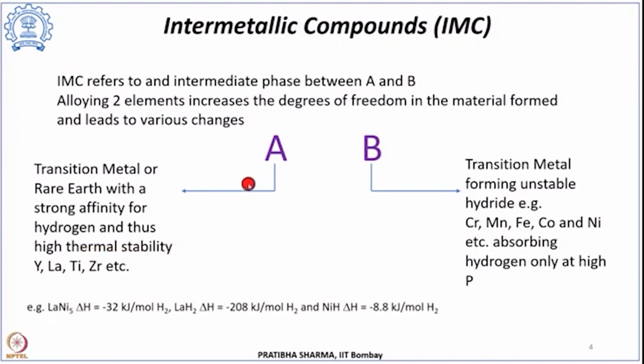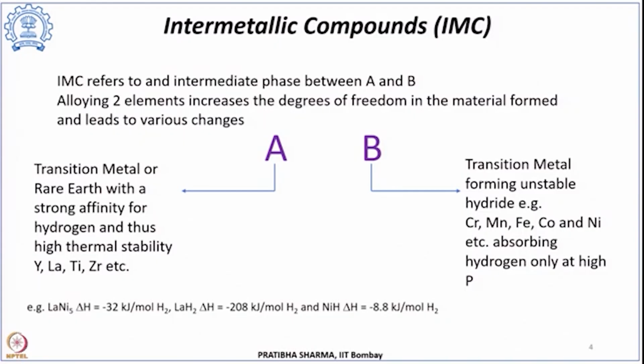So, the examples of elements that appear at A site could be yttrium, lanthanum, titanium, zirconium, or there could be more. Similarly, the other element B in these compounds, it could be a transition metal, but one that forms an unstable hydride. Example, chromium, manganese, iron, cobalt and nickel. They form unstable hydrides and they absorb hydrogen only at a higher pressure.